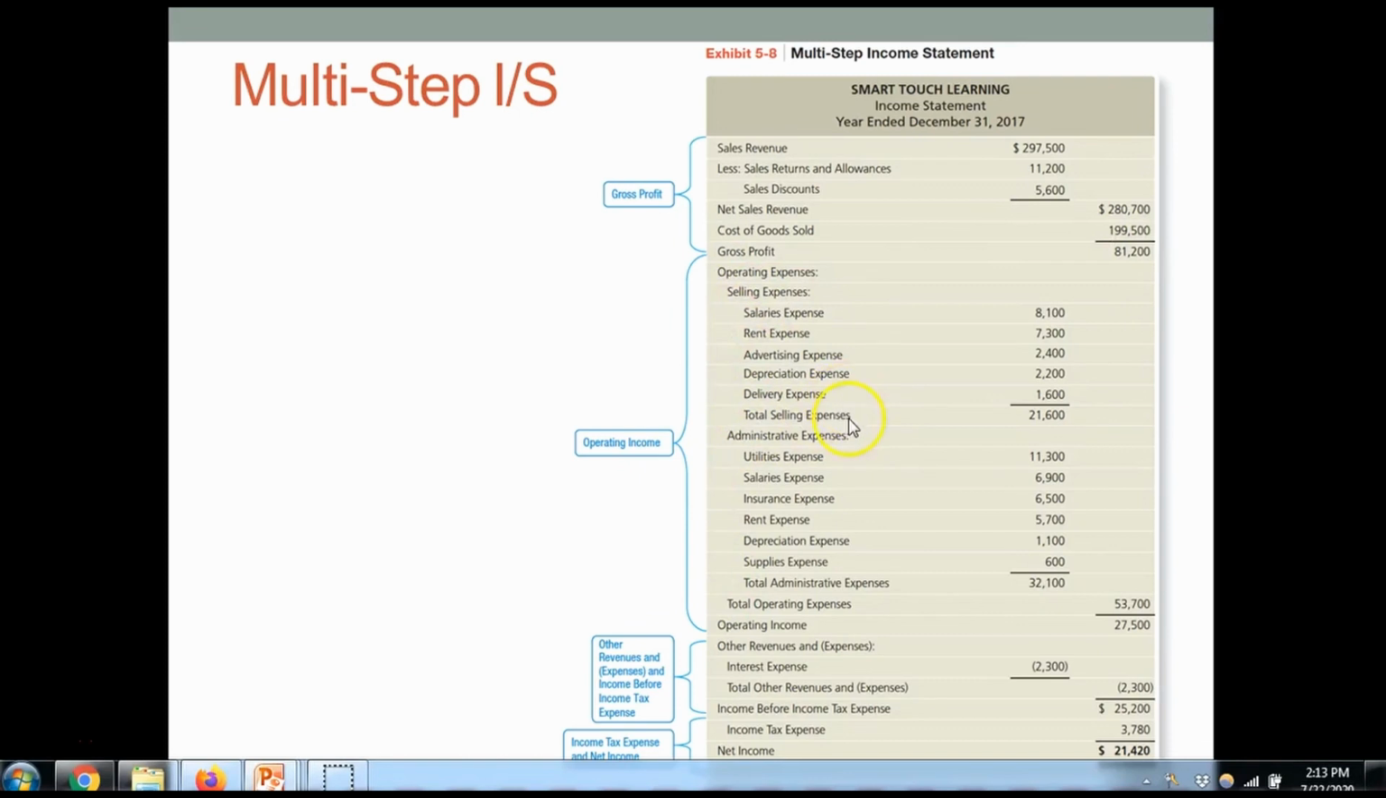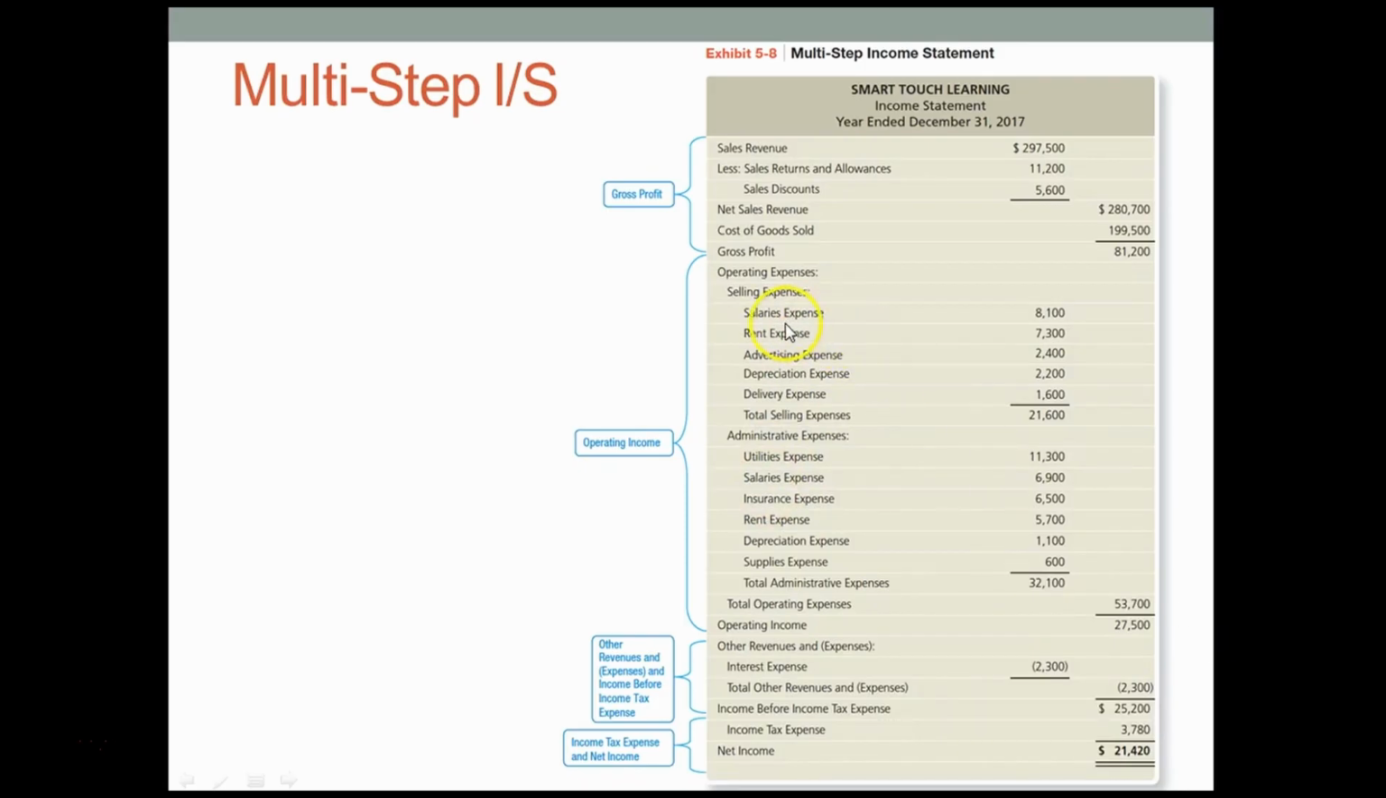If you notice, there's one interesting thing. There's salary expense for selling, and there's salary expense for administrative. The difference here is that these salaries are for our workers who are directly involved with the selling of our inventory. So these are salespeople, marketing people, all those types of salaries are included here. The administrative salary expenses are for your accounting staff, your executives, all those types of salary expenses are part of your administrative expenses.